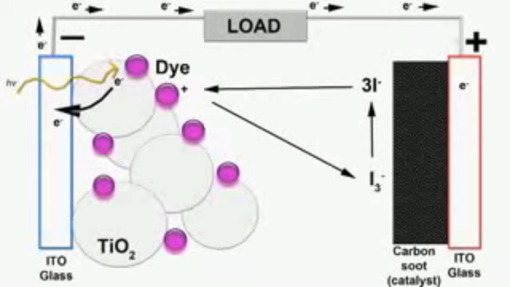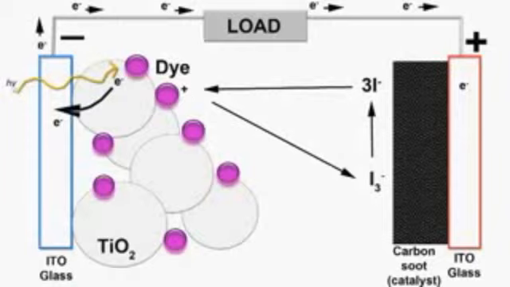Then the electrons leave the load and go into the back indium tin oxide glass. Here they reduce the triiodide ions into iodide ions using the carbon soot as a catalyst to speed up the reaction. Iodide ions then diffuse through the electrolyte and reduce the oxidized dye molecules. The iodide itself becomes triiodide again, and the reduced dye molecules are now ready to convert the next photon of light.